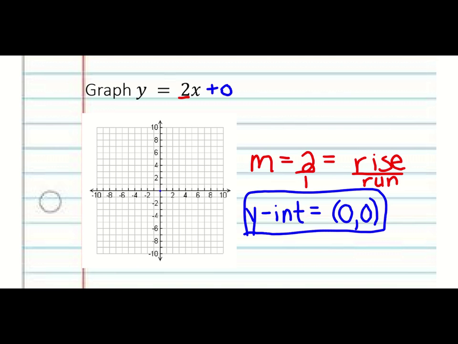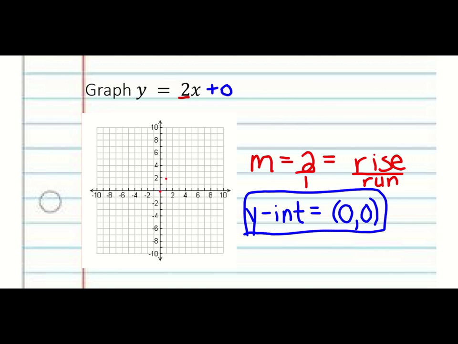So what I'm going to do is from my origin, from my y-intercept, I'm going to count rise 2, and then I'm going to run 1. And that next place where I land, that's where I'm going to put my point. I can count my slope again from that point if I wish, or I can count the opposite direction from the y-intercept. I like to go both directions, so I'm going to count my slope again from the y-intercept.